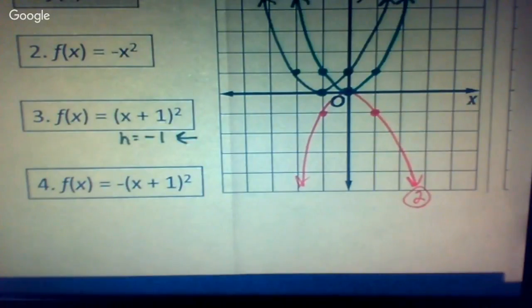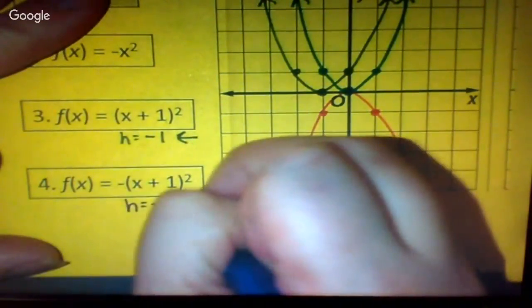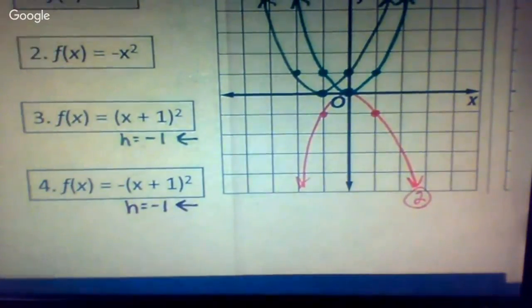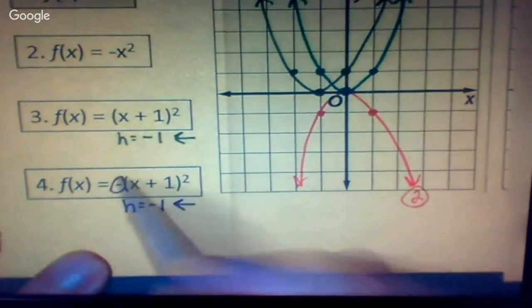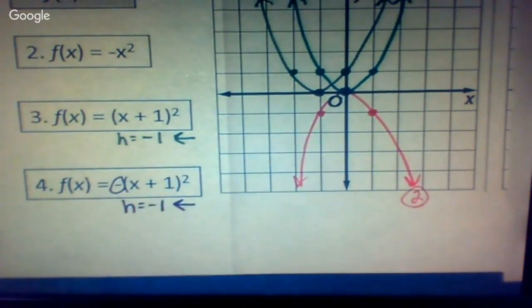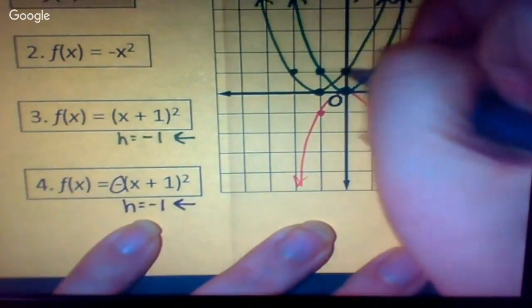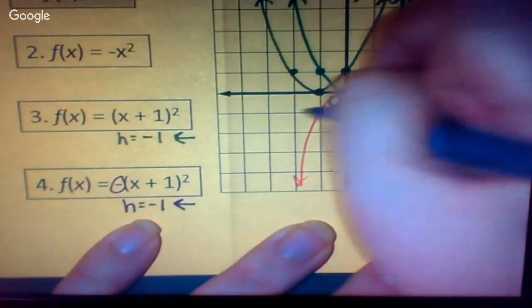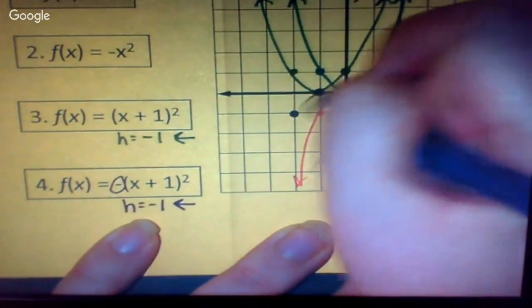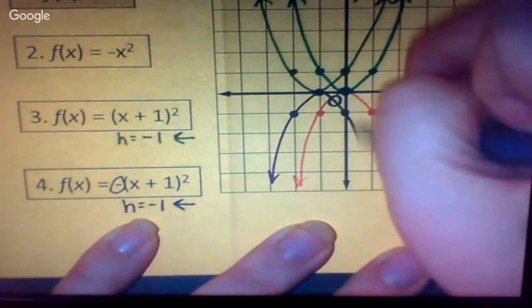And my last one, it's a negative. So yes, I'm still moving to the left. My h is still a -1, so I have to move to the left. But now I've got this negative. So instead of being happy norm 1 space to the left, it's sad norm 1 space to the left. Instead of going up and to the right, once I move to the left, I go down. And we make sad norm.